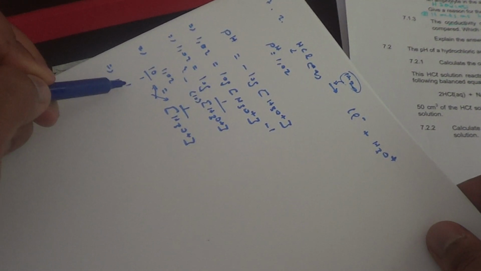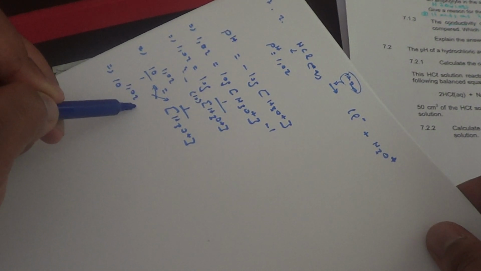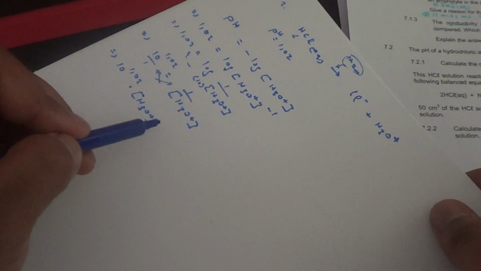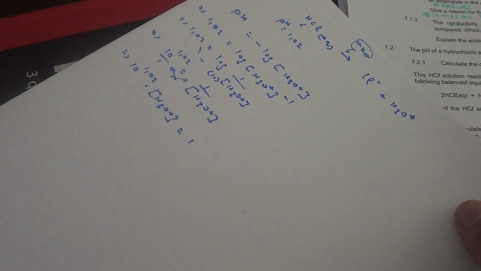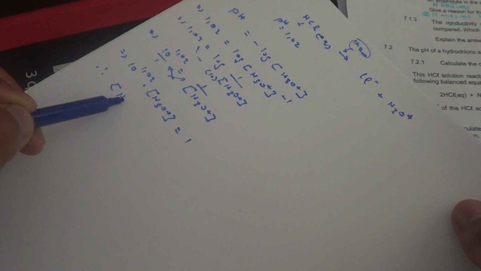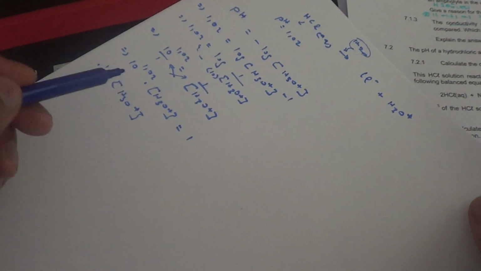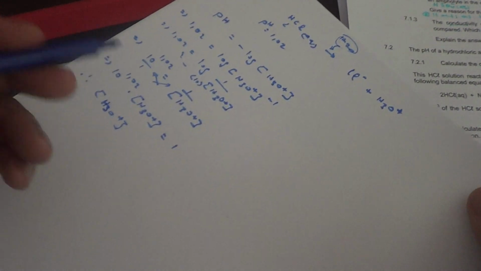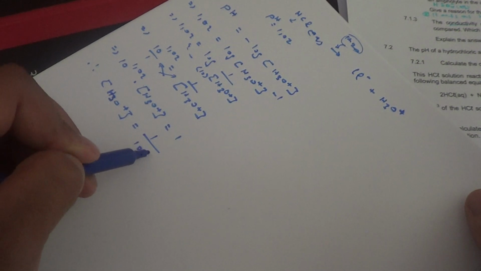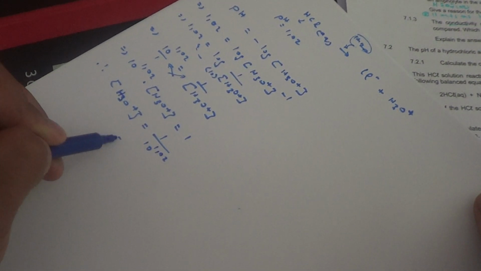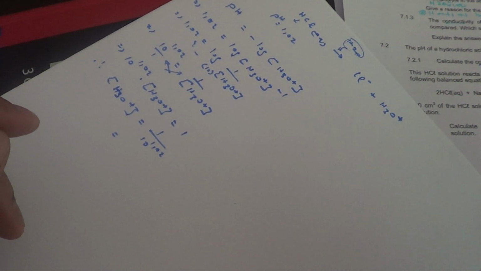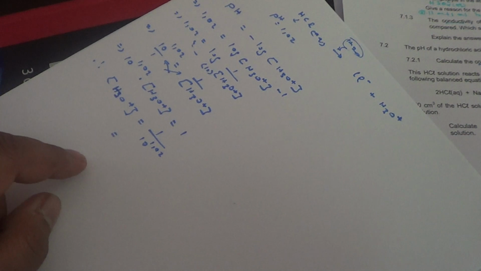10 to the exponent 1,02 multiplied by the concentration of the oxonium ions or hydronium ions equals 1, because 1 times 1 is 1. Therefore, the concentration of the oxonium ions, I'm just prolonging this so that you can see how to do it. Otherwise, I could have really gone easy on myself already. It's going to be 1 over 10 to the exponent 1,02, which is 1 divided by 10 to the x, which is 10 to 1,02.